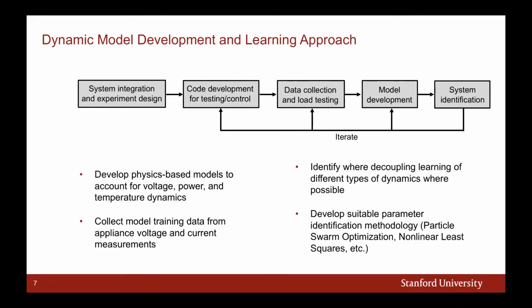Our approach here is an iterative approach. Once we set up the experiment and develop the code to run these tests, we take a look at this data and try to figure out what physical models might work to describe this behavior, develop that physical model, and then see how we can actually learn the parameters from the measurements we have available. In this case, we're focusing on just voltage and current measurements, and then iterate on this to develop a suitable parameter identification methodology.